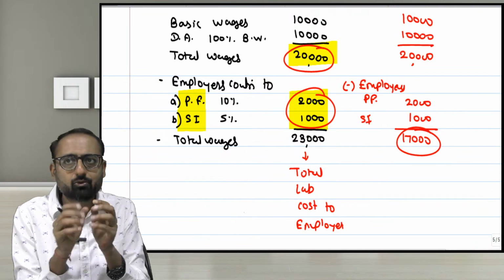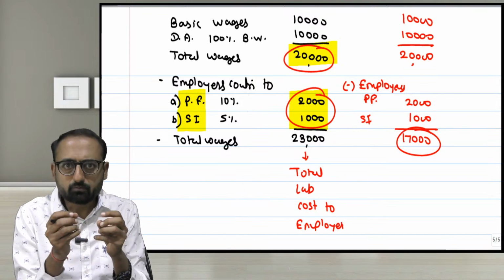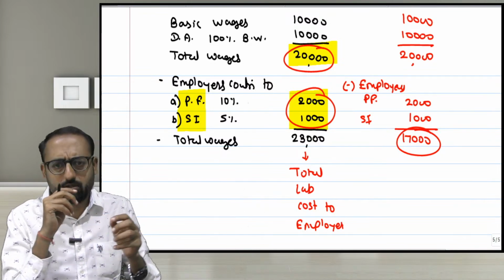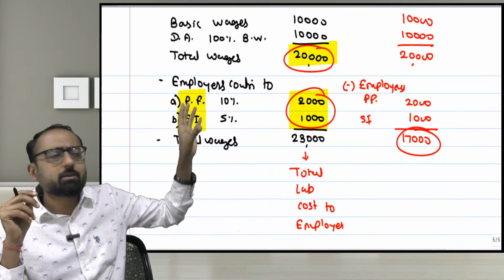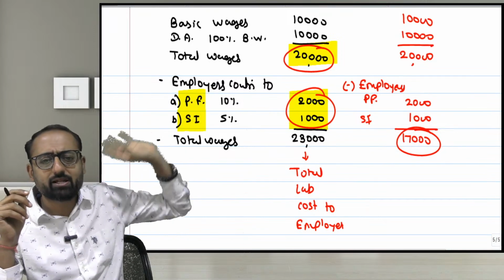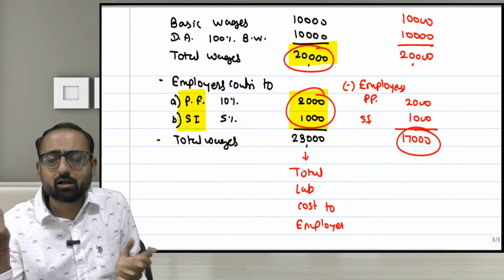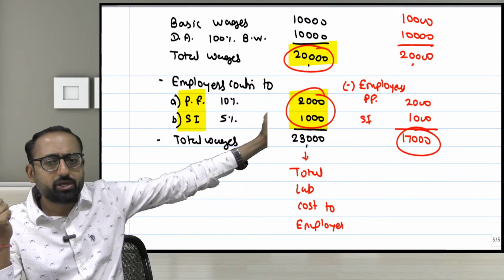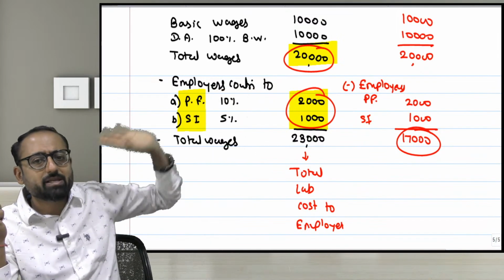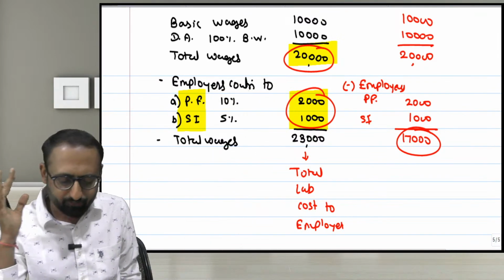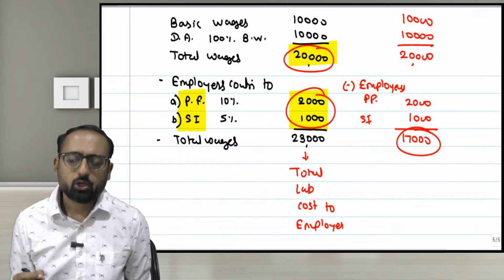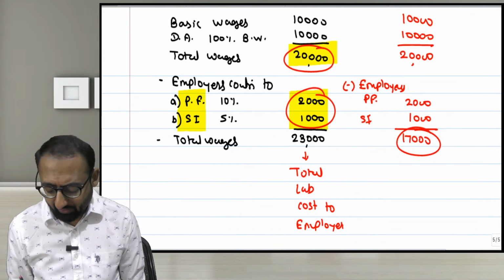So while calculating the labor cost, employer's contribution will be added into the basic wages and dearness allowance. But while calculating the net earnings of the worker, employee's contribution will be deducted from that basic and dearness allowance. Okay. Now let's complete this very interesting question.